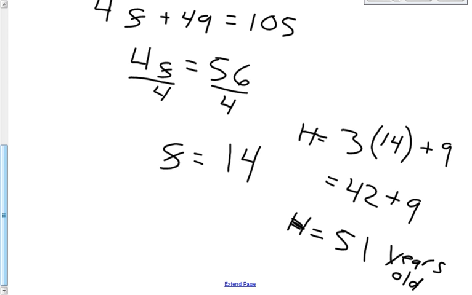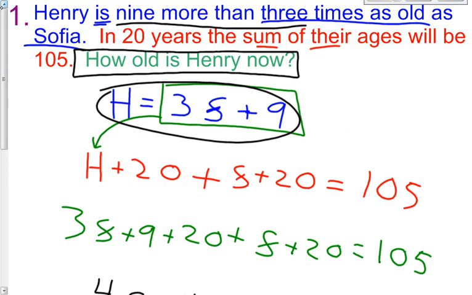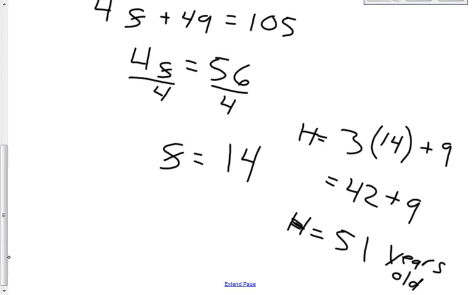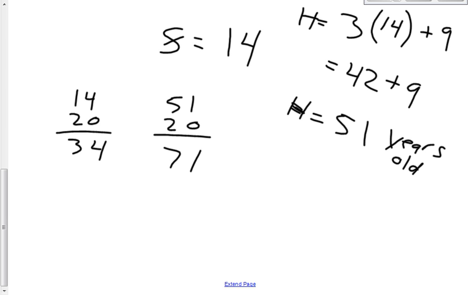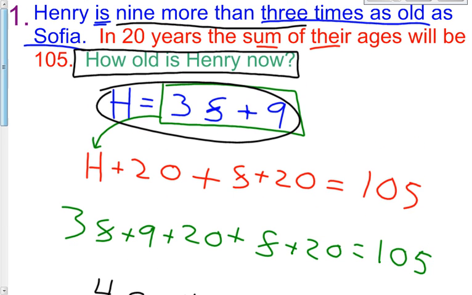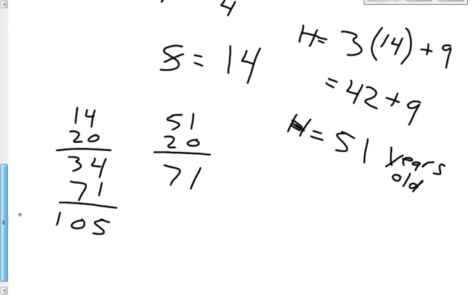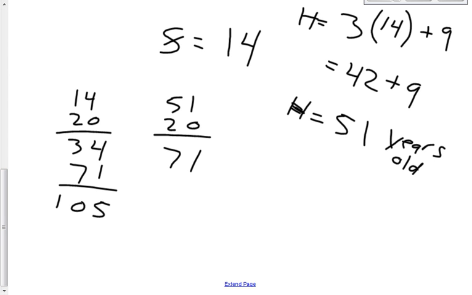If you want to, you could always check your work. Looking at the second equation, it says in 20 years, the sum of their ages will be 105. So in 20 years, what's 14 and 20? 34. What's 51 and 20? 71. The sum of their ages is 105. Is that what it says? Absolutely it does right there. So you could always check your work with these substitution and elimination problems as well. Let me know if you have any questions when you come to class tomorrow.